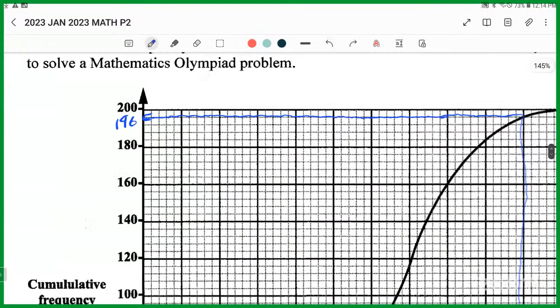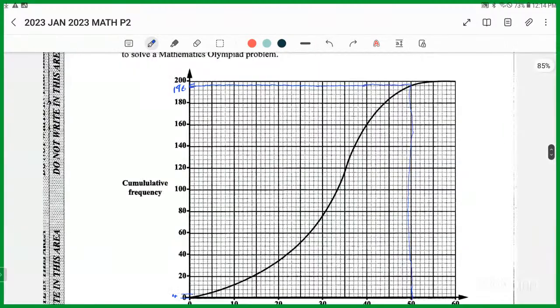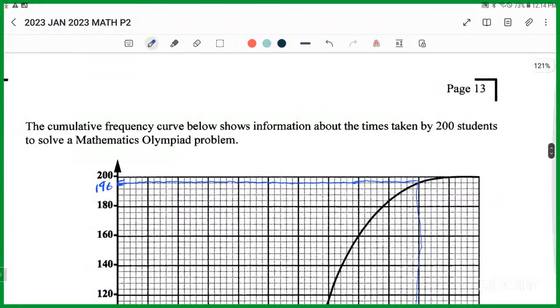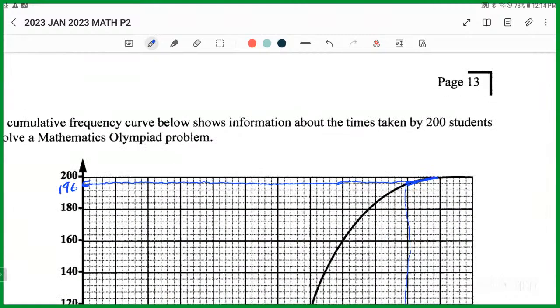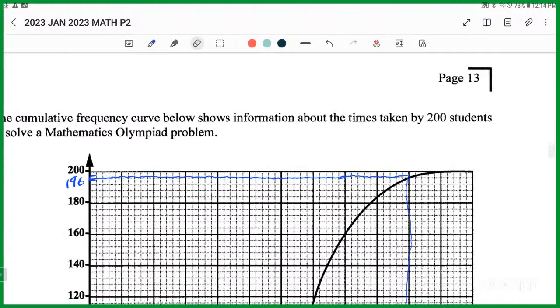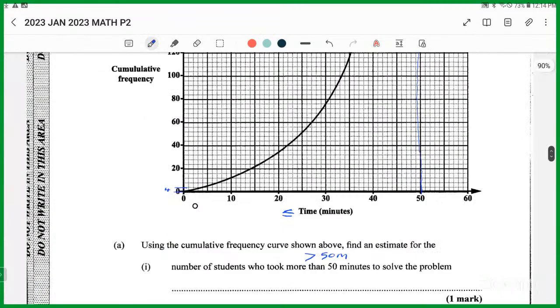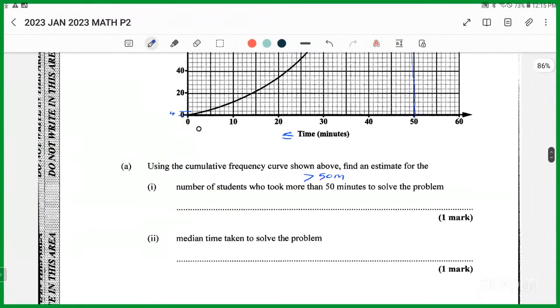Which represents this part of the graph over the top, in this gap here, this 4. So it's actually 200 minus the 196. Can you look at it back here? 196 took less than or equal to 50 minutes. 200 is the total, so it's 200 minus 196. 200 minus 196 is 4 students.